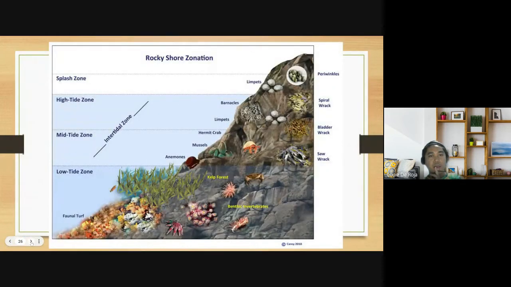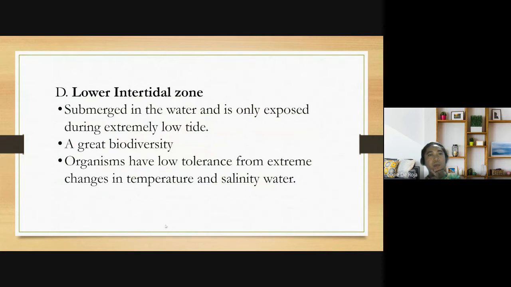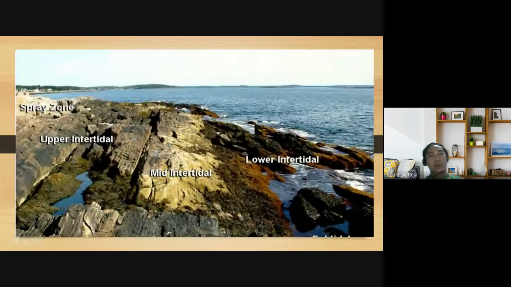Next is lower intertidal zone. This is submerged in the water and it's only exposed during extremely low tide. This has great biodiversity. Organisms have low tolerance for extreme changes in temperature and water salinity. Ito na yung laging naka-submerge, okay? Mostly, more on tubig talaga to. Kumbaga, laging basa siya or malalim na siya. Malalim na part na to. At nae-expose lang siya kapag sobrang low tide or sobrang naubos yung tubig.